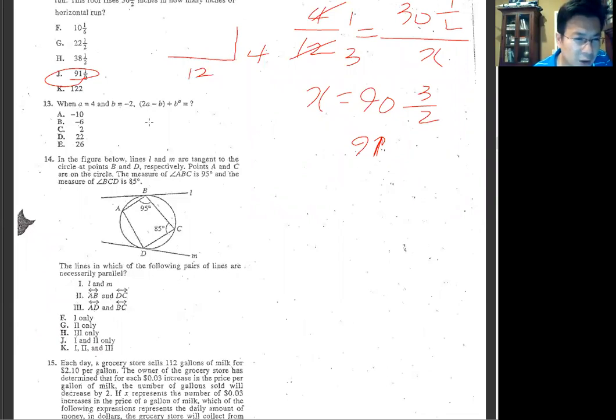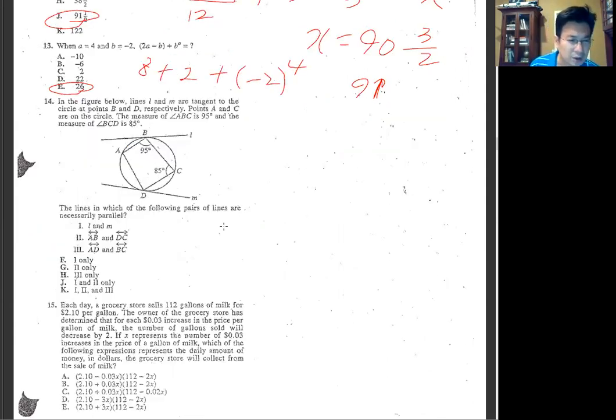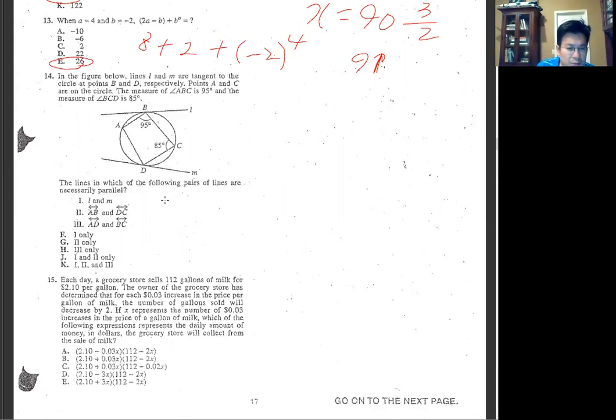4, 8 plus 2 plus b is -2 and 4. So 10 and then 16, 26. Make sure you put the parentheses around.